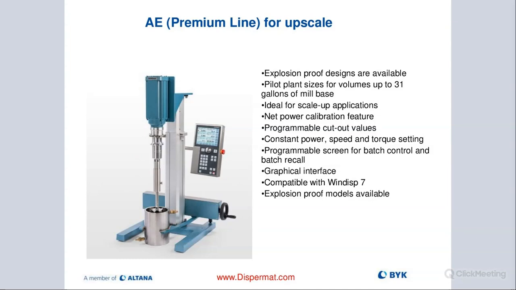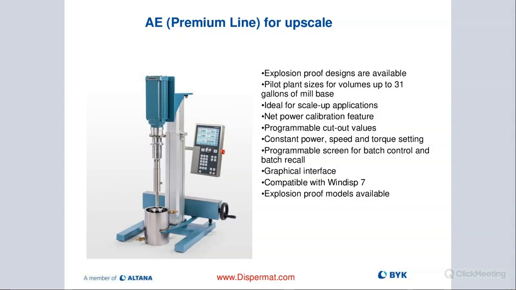Constant power is interesting because instead of dialing in a certain speed, I can dial in a certain amount of energy. Let's say I want to run this with 850 watts. Then my machine will automatically adjust the speed to always maintain the 850 watts. So if my viscosity increases, my speed will decrease because I'm maintaining the 850 watts. So if my viscosity decreases, my speed would increase as I'm maintaining my 850 watts.